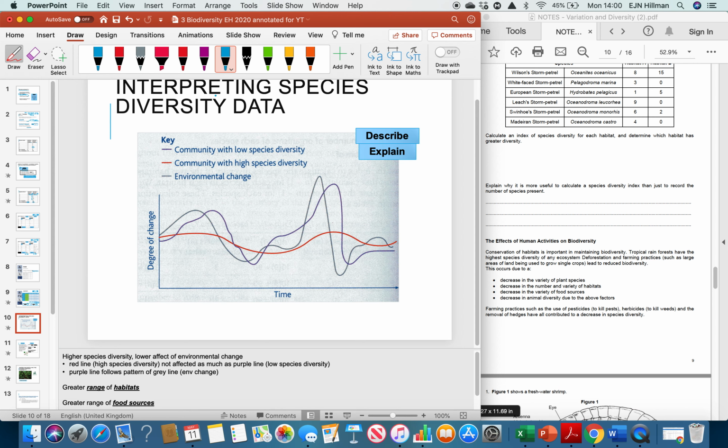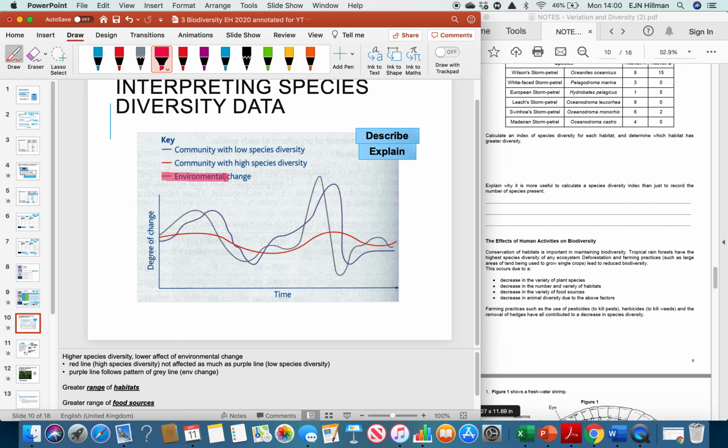Okay, so other things that we might be expected to do with biodiversity is interpret the species diversity data. Now, this is a sketch graph showing over time, so time on the x-axis, the effect of environmental change.